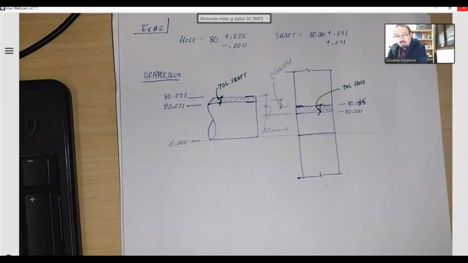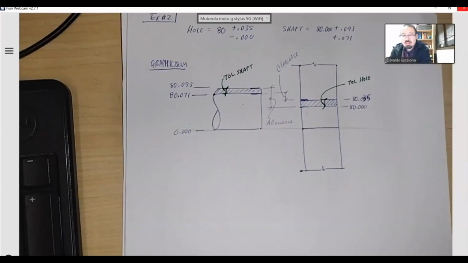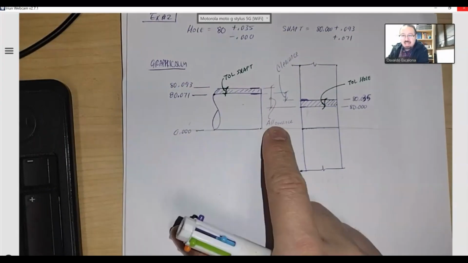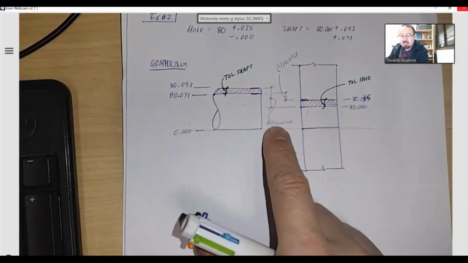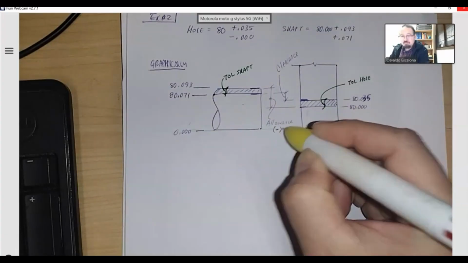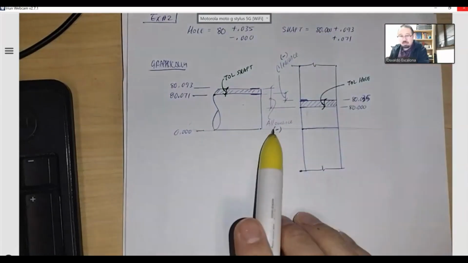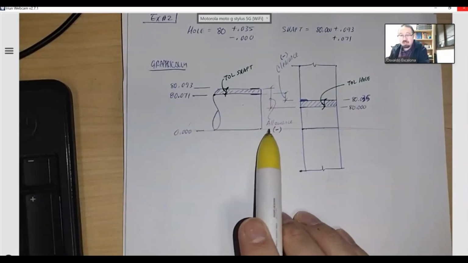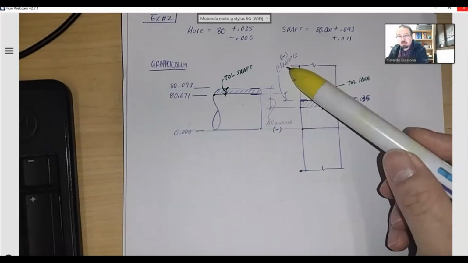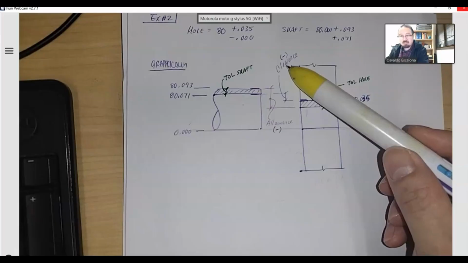Since we're dealing with an interference, sometimes you will call it also the maximum and the minimum interference. Now, because I'm not allowing anything, because everything is interfering, sometimes I call this negative allowance. The same thing with the clearance, sometimes I call it negative clearance. So the allowance could be called negative allowance, or maximum interference. The clearance could be called negative clearance, or minimum interference.